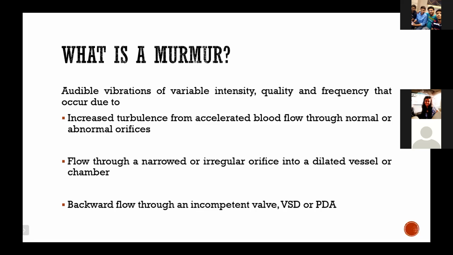Suppose the blood flow is accelerated or there is increased turbulence in the blood flow, then a murmur can be generated. Or the flow is normal, but the orifice through which it is passing is narrow, that is, the valvular orifice is either narrowed or irregular, then again a murmur will be generated. Or if the vessel or the chamber into which it's entering is dilated, then again a murmur is produced. In addition to this, if there is a backward flow, either through an incompetent valve or through a VSD or PDA, again a murmur will be produced.